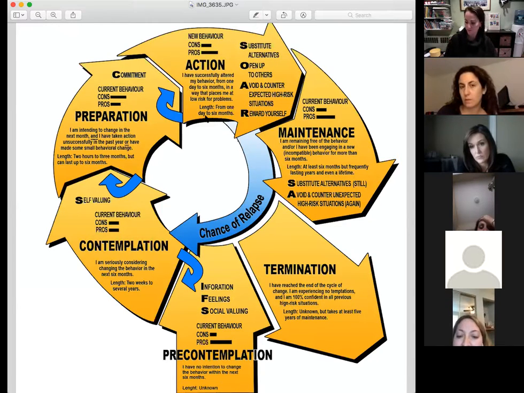Now, termination. So this is, I've reached the end of the cycle of change and I'm experiencing no temptations. I'm 100% confident in all previous high risk situations. So the length is unknown, but it says at least 5 years of maintenance, which is really interesting to me that they actually put a time on there, but this is all psychologically driven.